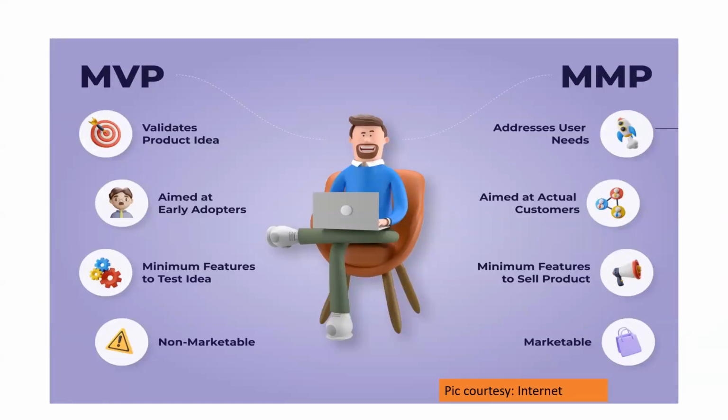So this one, the MMP, addresses the user needs. It is for all actual customers, whereas here it is only for early adopters, like we want to test or see the taste of it. This has minimum features to sell the product, and that has minimum features to test an idea, like this MVP. The MMP is marketable. The MVP is non-marketable because you are going to test it out here, and it's going to be for a few customers.